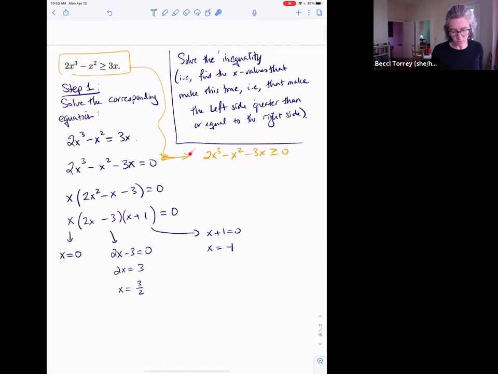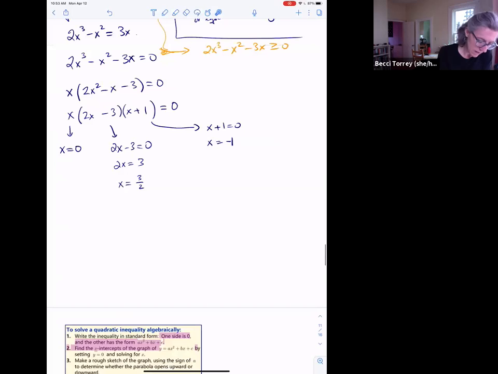So solving the original inequality is the same as solving this. So we're trying to figure out where this 2x cubed minus x squared minus 3x is positive. Where is it greater than or equal to 0? We already know where it's equal to 0. We just found those 3 values. But those are the places where it can cross the x-axis. So everything before that first value, x equals minus 1, all of those values are either all positive or all negative. And so we're going to do something called sign analysis. So this is step 2, sign analysis.